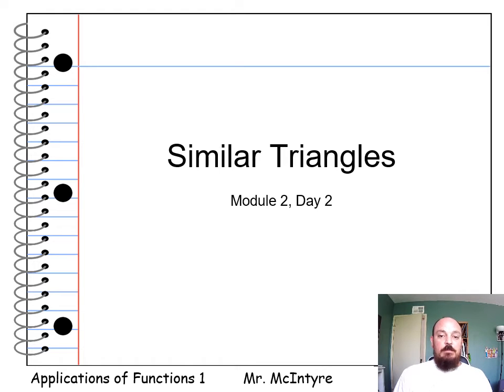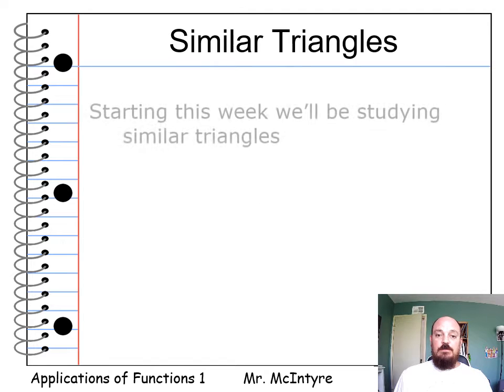All right, our next major topic is similar triangles. And in Module 1, we talked a lot about congruent triangles. Congruent triangles are exactly the same. Same shape, same size, like two triangles that are literally exactly the same. Similar is a little bit different.